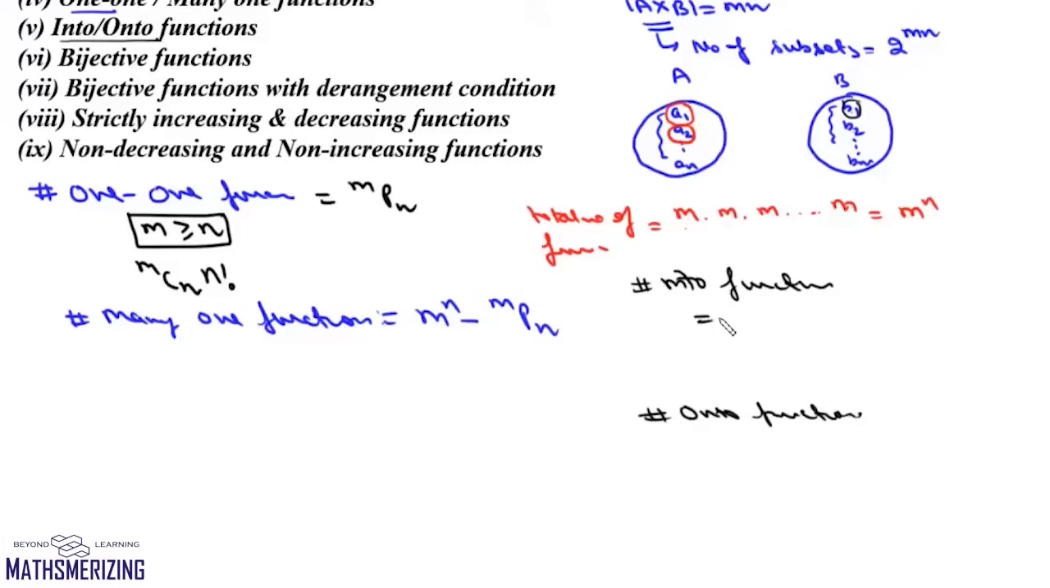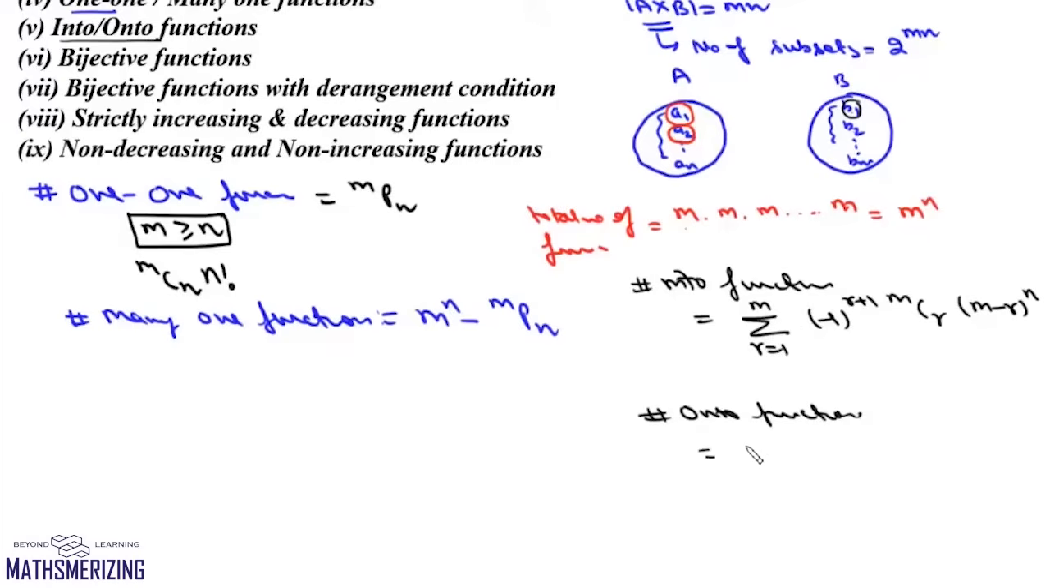So the formula for the number of into functions is summation r varies from 1 to m, minus 1 to the power r plus 1, mCr, into m minus r to the power n. So the number of into functions defined from A to B, where the number of elements in A is n and the number of elements inside B is m, is given by summation r varies from 1 to m, minus 1 to the power r plus 1, mCr, m minus r to the power n.